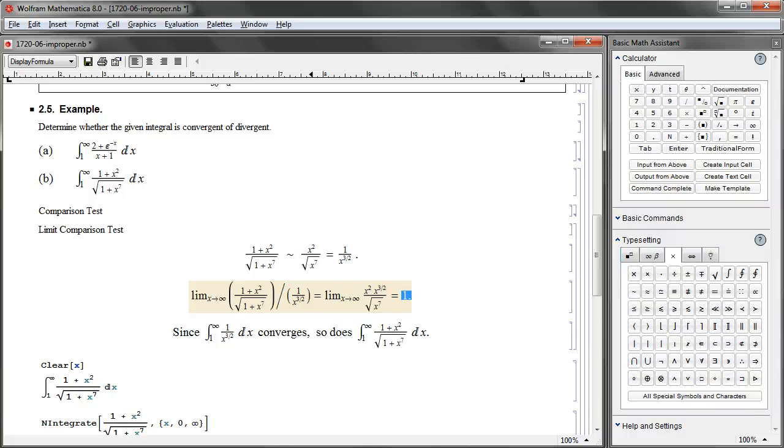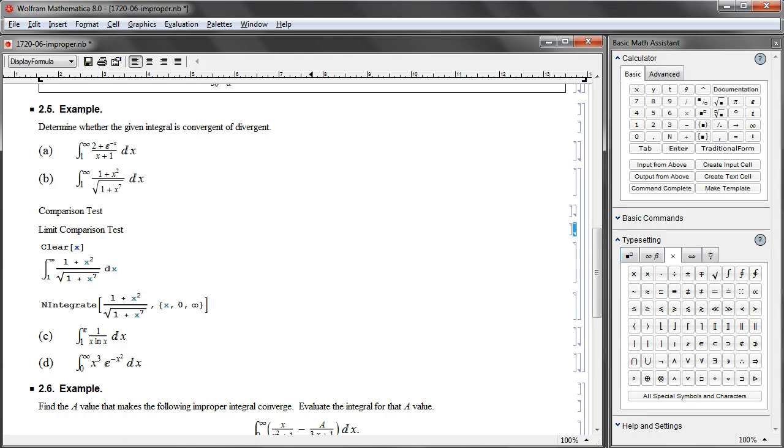The p-value is greater than 1, so it converges. Consequently, the original one also converges. This method is very, very powerful. It's a little bit cumbersome in that you have to do the limit computation, but if your function is far more complicated, then this kind of method works like a charm.